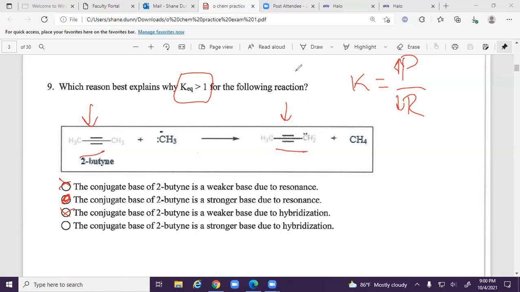Also, going over here, what's that guy right there? Negative. Is that a base or an acid? What's that make this guy? Is that pretty stable for an acid? So that's probably a weak acid. That would be a strong base for its conjugate. Does that make more sense to you instead?